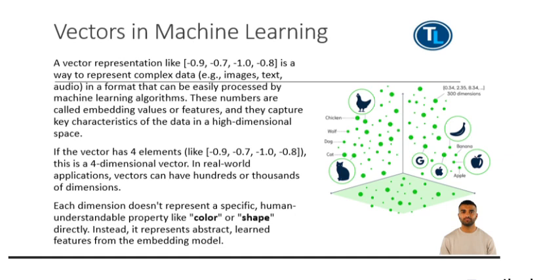Each dimension doesn't represent a specific human understandable property like color or shape directly. Instead, it represents abstract, learned features from the embedding model.